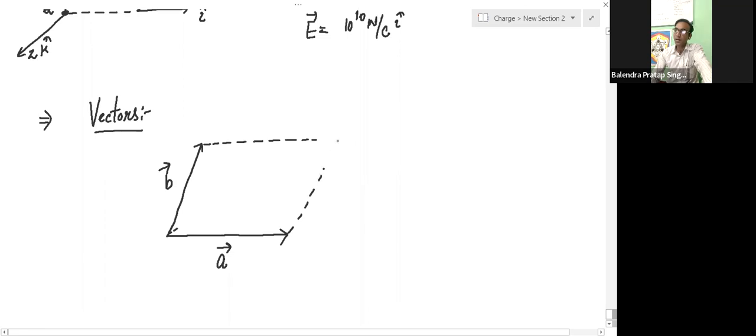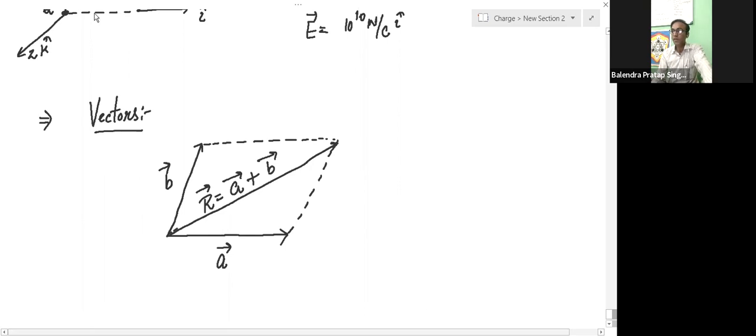What is the parallelogram rule? The parallelogram rule says that if we add these two vectors A and B, then the resultant goes along the diagonal of this parallelogram. This is our resultant of the addition of vector A plus vector B. Is it clear? Next, what will be the formula for the magnitude of this resultant?